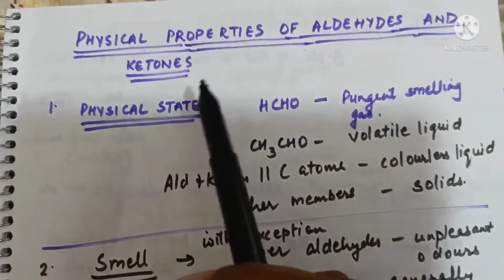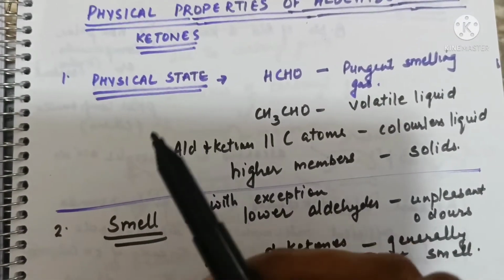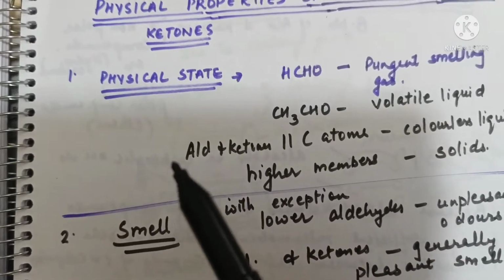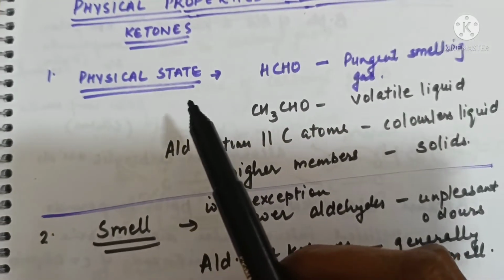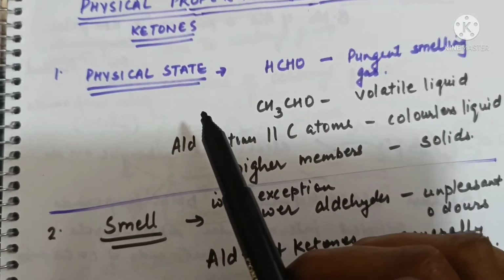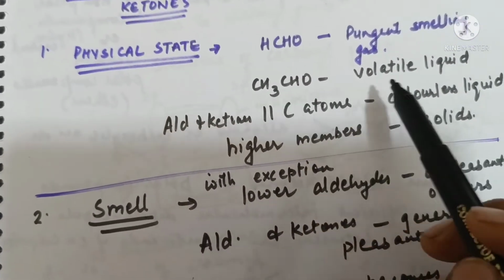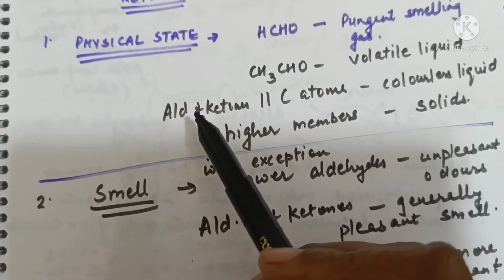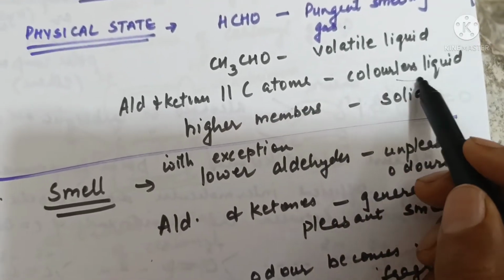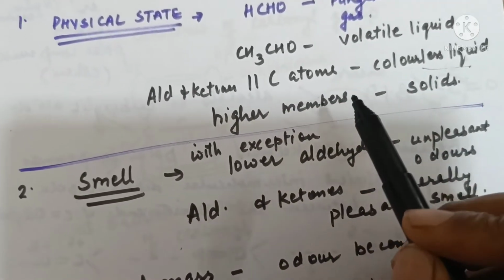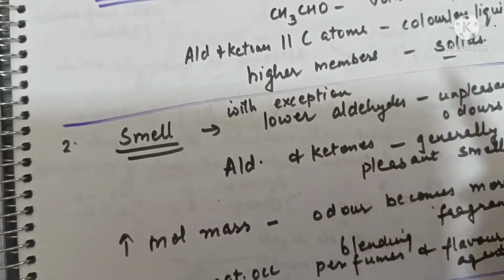Our topic for today is physical properties of aldehydes and ketones, and we'll take up structure of carbonyl group and some chemical properties of aldehydes and ketones also. So, first physical property is physical state. Formaldehyde, or methanal, is a pungent smelling gas. Ethanal is a volatile liquid, but aldehydes and ketones up to 11 carbon atoms are colorless liquids, and other higher members having carbon atoms more than 11 are solids at room temperature.